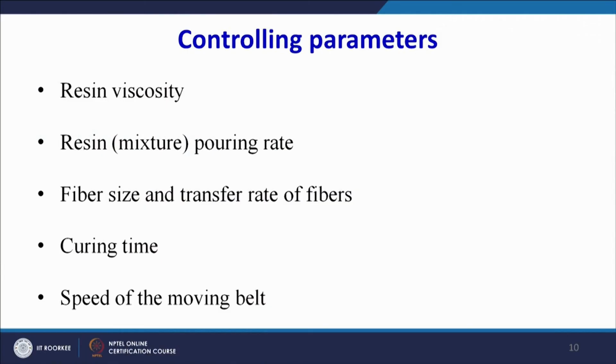Finally, the speed of the moving belt. If the speed is very fast, the thickness that we are planning to get for our SMC will be very less. If it is very slow, we may get a thicker SMC, and therefore at the end we have a gauge to measure the thickness of our SMC compound.